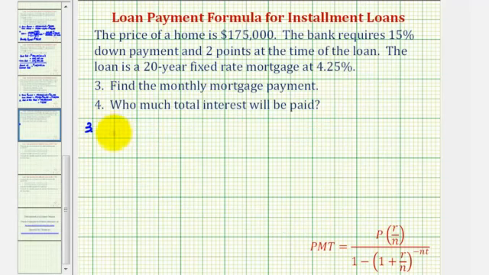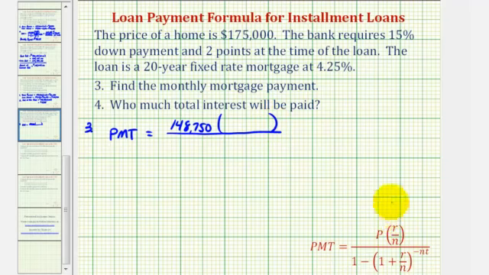So number three, the monthly payment is going to be equal to this quotient here, where P is the loan amount, which is $148,750, times R divided by N, where R is the annual interest rate and N is the number of payments per year. So since the rate is 4.25%, expressed as a decimal, we would have 0.0425. We're making monthly payments, so N is 12 since there's 12 months in a year.